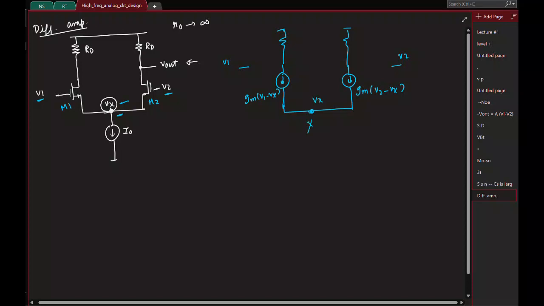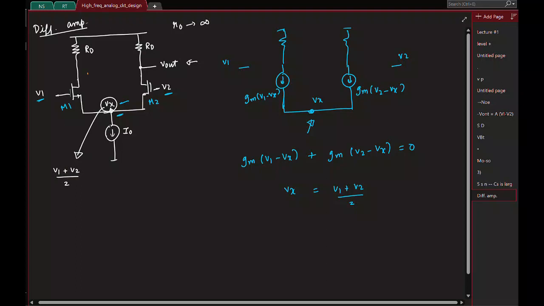So if I apply KCL at this node, sum of the currents entering is 0, so that's basically Gm times V1 minus Vx plus Gm times V2 minus Vx is 0. So what do I get for Vx? It's basically the average of the two. Okay. So now I know that this voltage is V1 plus V2 by 2.